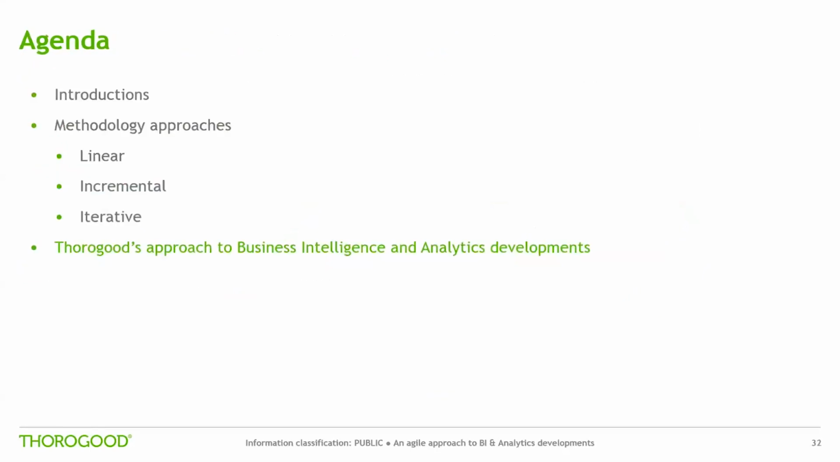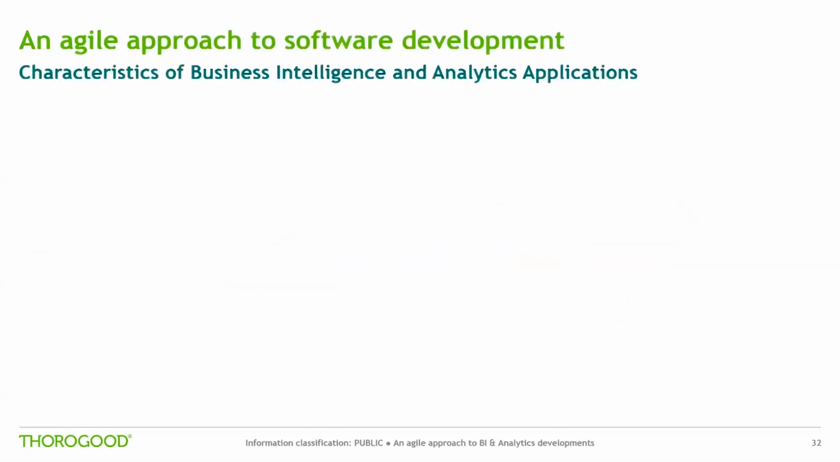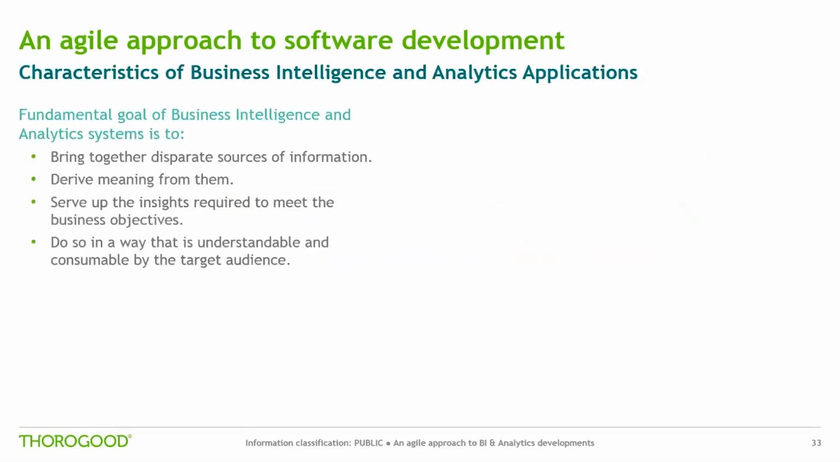Now let's take a look at Thorogood's approach to business intelligence and analytics developments. First, we need to look at some characteristics of BI and analytics development and why they're different and why they don't fit into any one methodology. The fundamental goal of business intelligence and analytics systems is to bring together multiple disparate sources of information, derive meaning from them, serve up the insights required to meet the business objectives, and do so in a way that's understandable and consumable by the target audience.